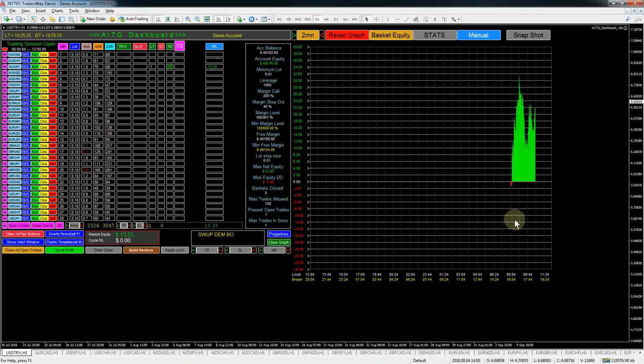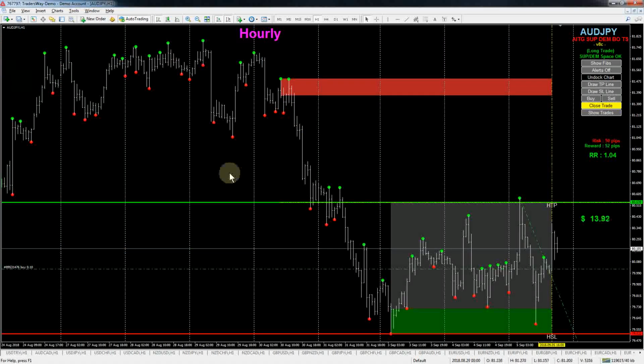It looks like around 8 o'clock in the morning here, just before the open in New York. So that's when it kicked in and opened an Aussie yen trade. Let's go look at that and see what it's doing. Here's the trade. Now I'm going to show you what the settings are.